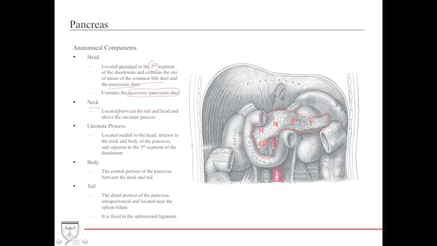The neck is located between the tail and head of the pancreas and above the uncinate process. The uncinate process is located medial to the head, inferior to the neck and body of the pancreas, and superior to the third segment, which is right here, of the duodenum. The body, the central portion of the pancreas, is between the neck and the tail, which is right here near the spleen, in the distal portion of the pancreas. It's an intraperitoneal structure, and it is also sometimes fixed in the splenorenal ligament.